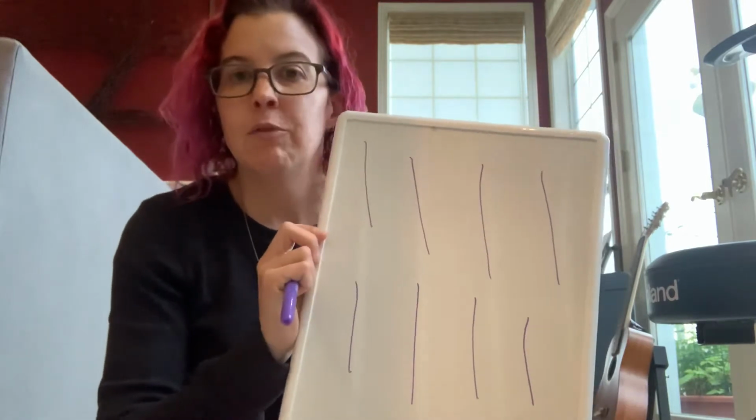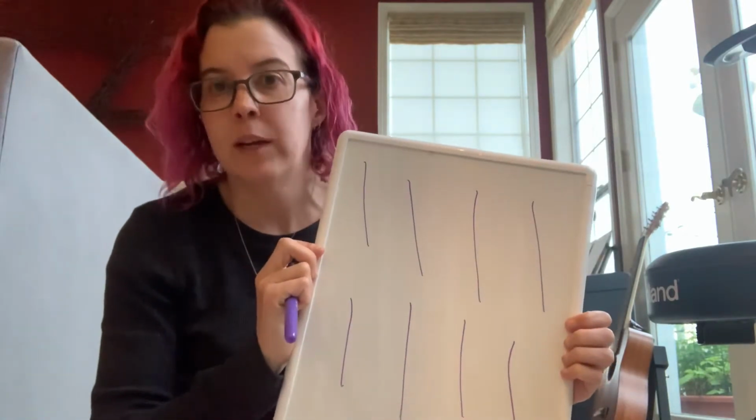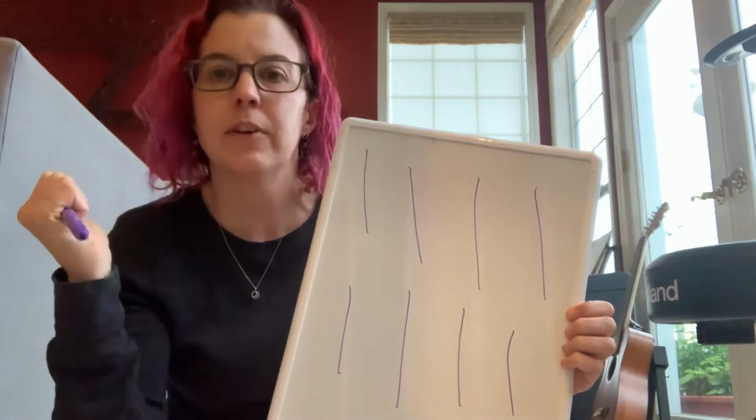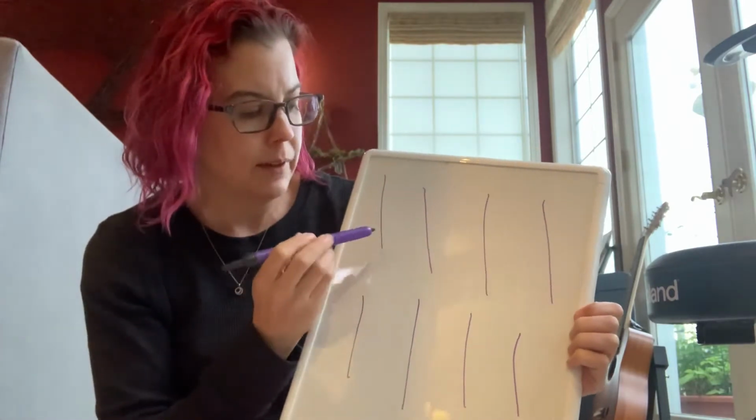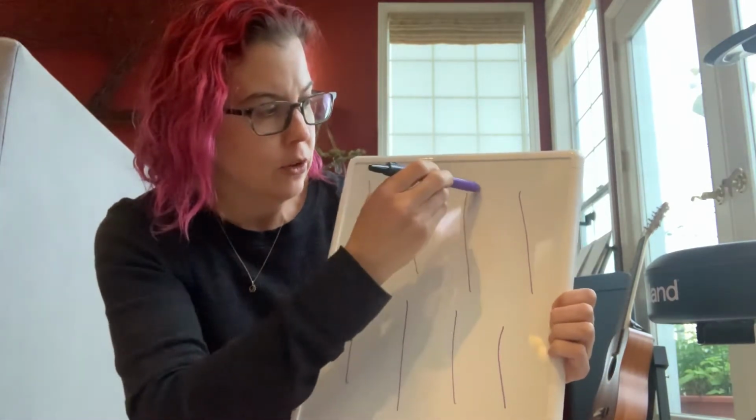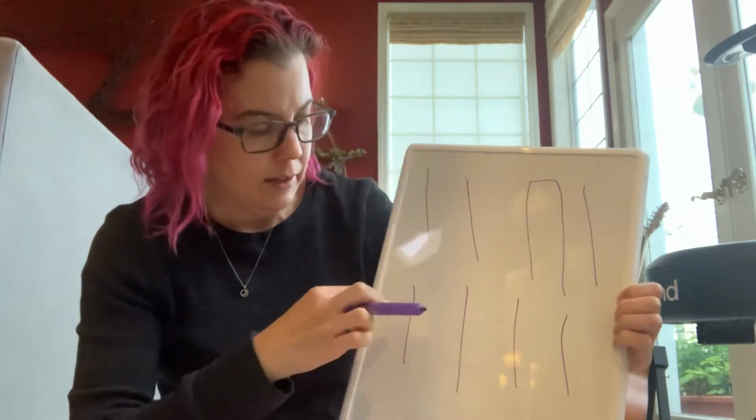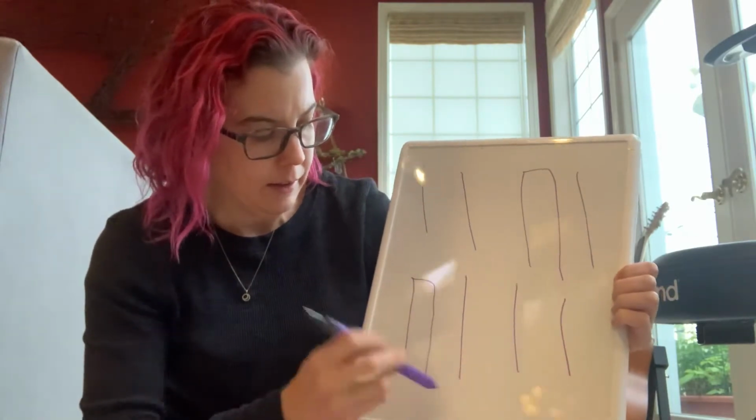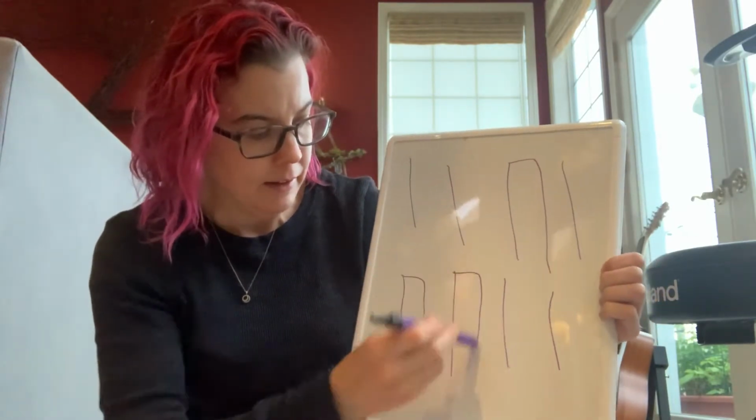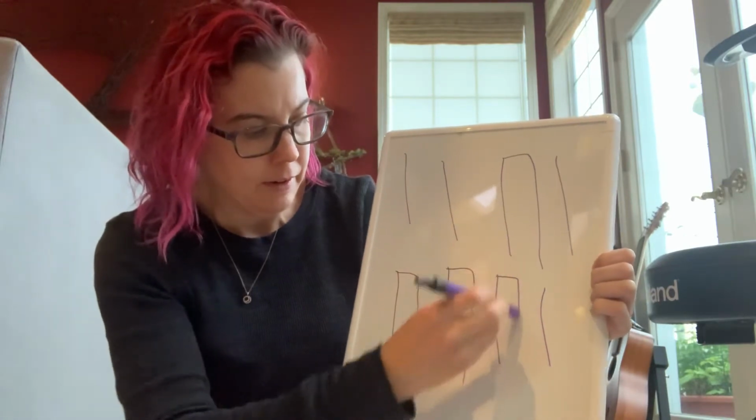Now, if we wanted to do the rhythm of Rain, Rain, Go Away, that's when the syllables start to come into play. So we would say rain, rain, go away, come again another day.